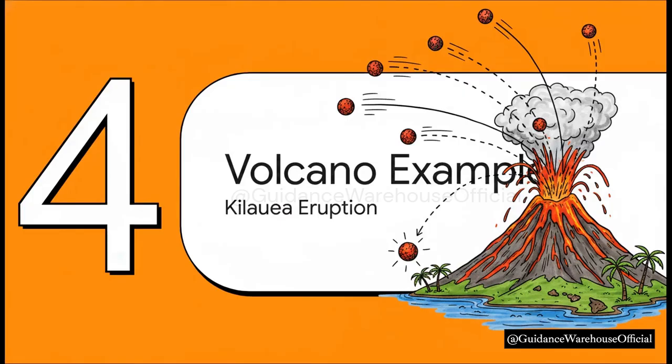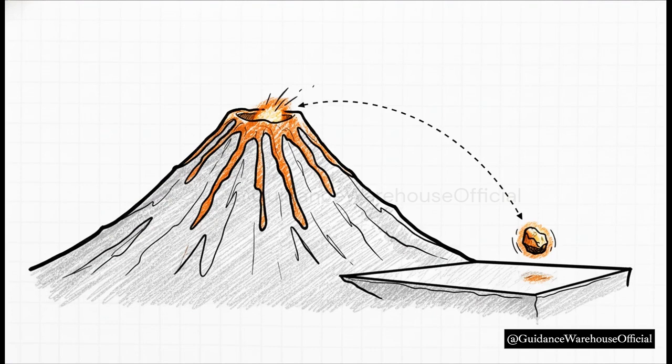Okay, let's step it up a notch. Section 4. Another real-world example, but this time the Kilauea volcano. So what happens when our projectile doesn't land at the nice, easy same height it started at? Let's travel to Hawaii for this one. Hawaii's Kilauea volcano is continuously active, ejecting these massive red-hot rocks.